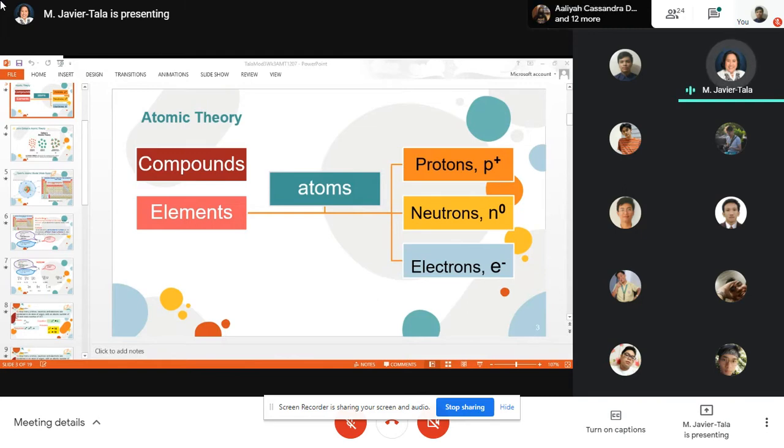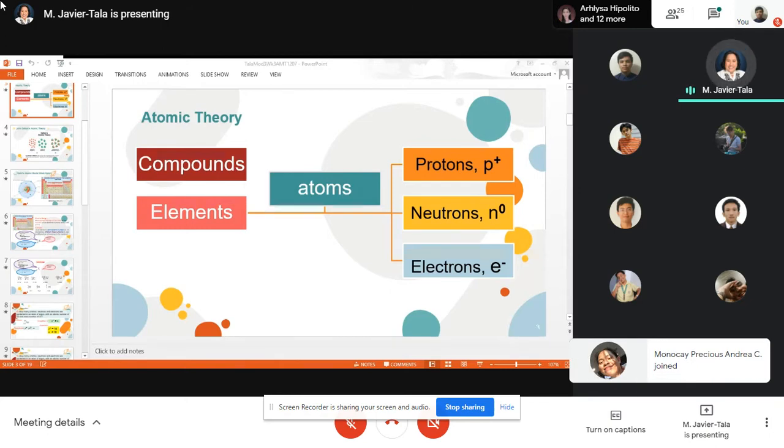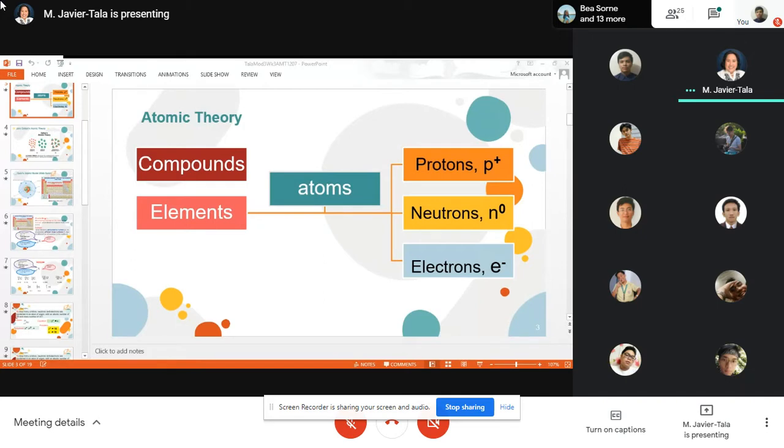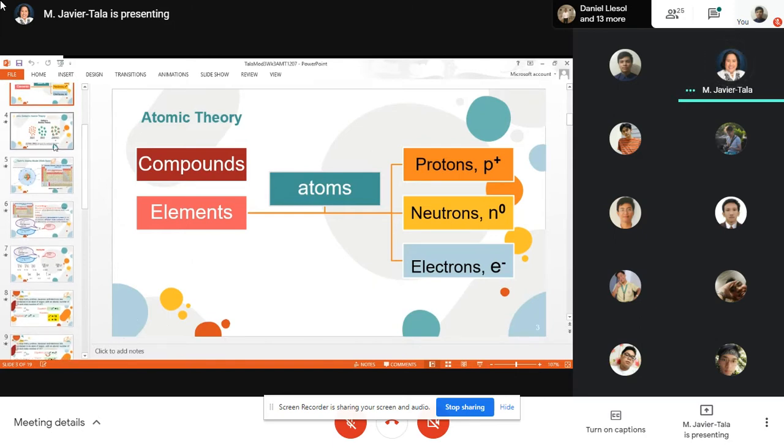So in atoms, there are three subatomic particles. As you recall, they are the protons, neutrons, and electrons. Protons are positively charged, electrons are negatively charged, and neutrons are neutral. And in a stable atom, the number of protons and electrons will be equal for those that are in the neutral state. Okay.